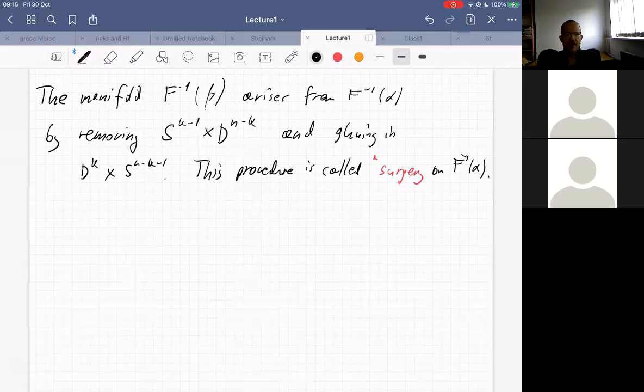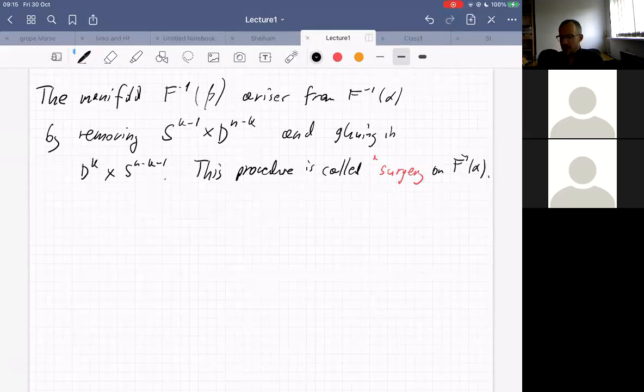Okay, who has seen, has anybody heard of the word surgery in the topological context? Yes. Yep. Okay. Three people have heard. Okay. I haven't.